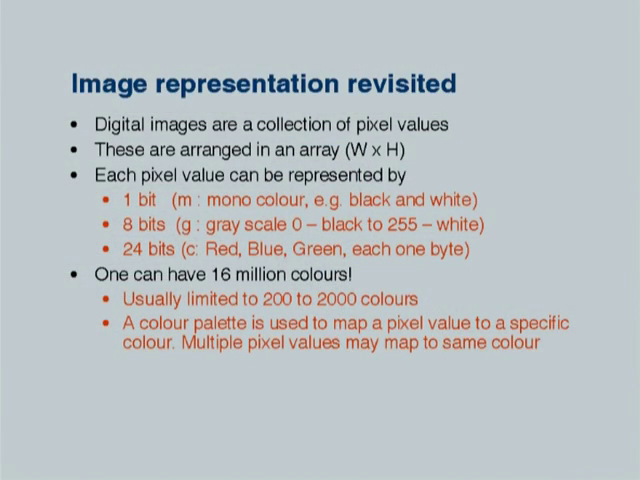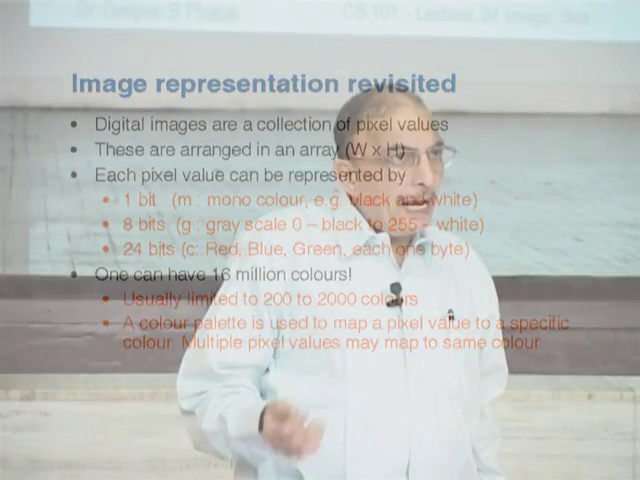Therefore, every pixel value, whatever combination of red, green, and blue may exist for that pixel, has to be mapped onto one of these colors. These 200 colors which are chosen to represent the image are called a color palette. So a color palette is used to map a pixel value to a specific color. Multiple pixel values may map to the same color. That may happen once in a while.